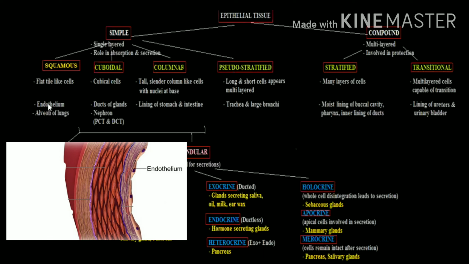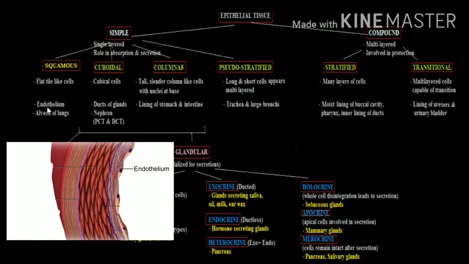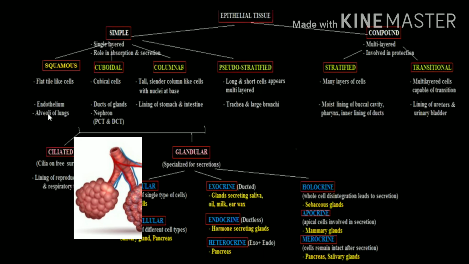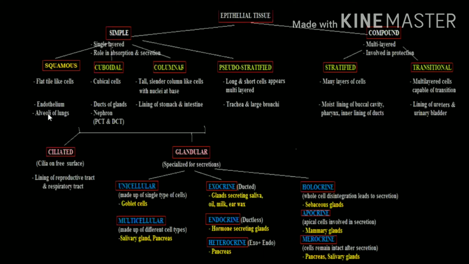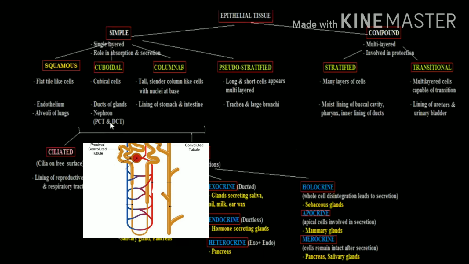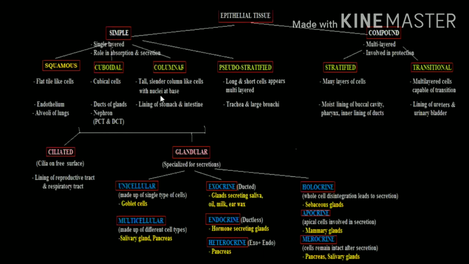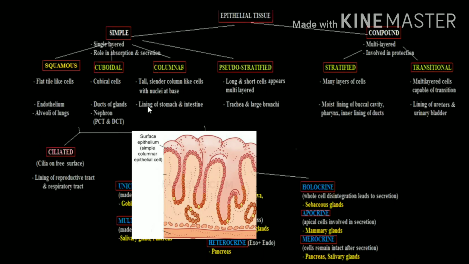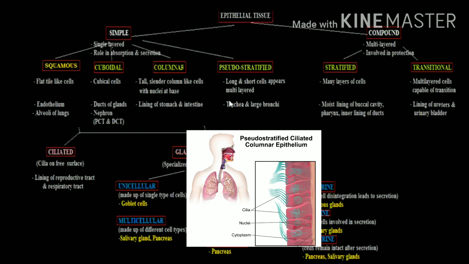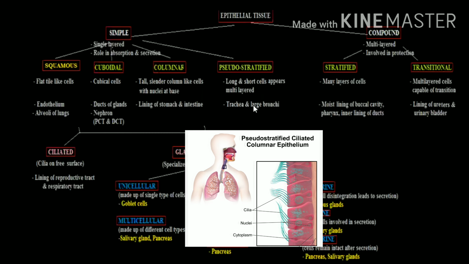Squamous epithelium is seen in the endothelium, that is the inner lining of the blood vessels, and the alveoli or the air sacs of the lungs. So these are seen in the diffusion boundaries. Cuboidal epithelium is seen lining the ducts of the glands as well as in the tubular parts of nephrons like PCT and DCT, where you can see the brush-bordered cuboidal epithelium. Columnar epithelium is seen in the lining of stomach and intestine. Pseudostratified is seen in the trachea and large bronchi.